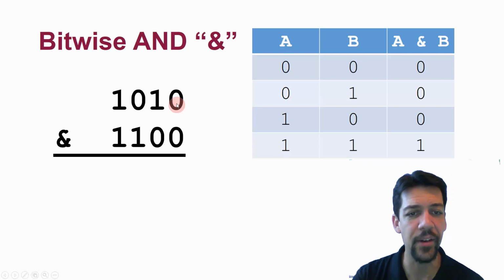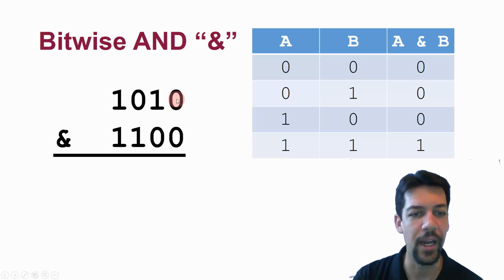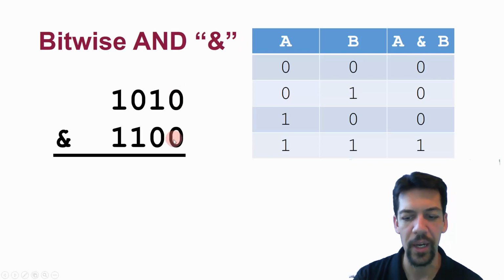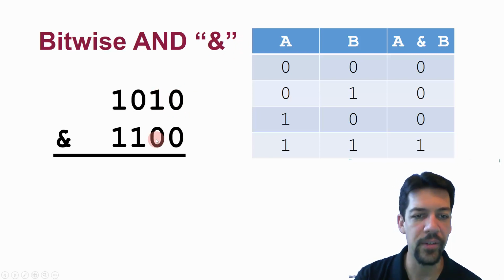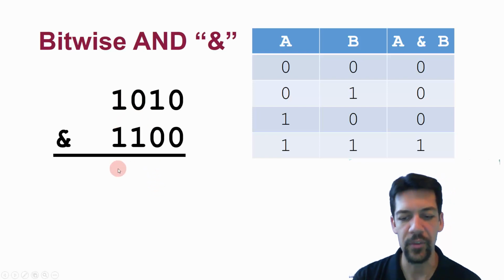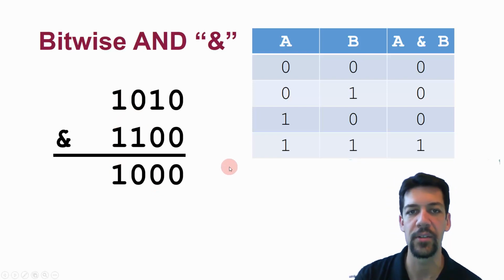And when I AND them together, we do it bit by bit. So the lowest 2 bits are compared using AND. 0 and 0 is 0. 1 and 0 is 0. 0 and 1 is 0. And 1 and 1 is 1. So we end up with a result that looks like this.